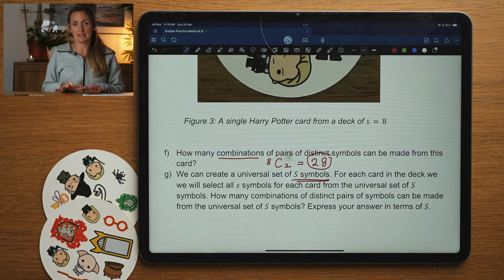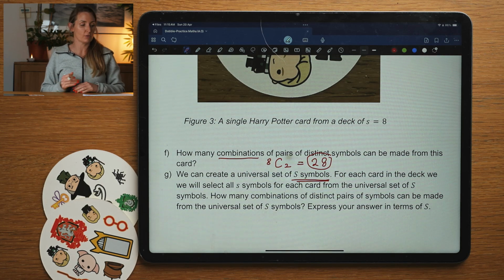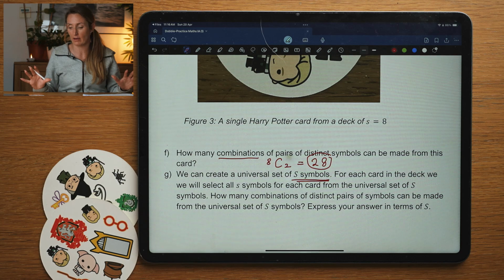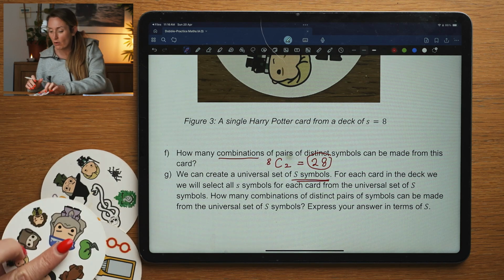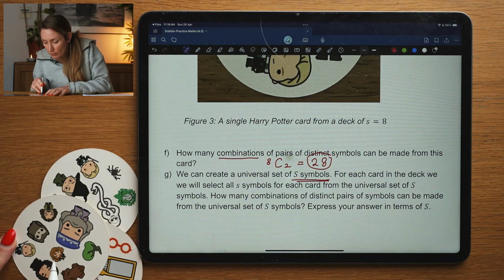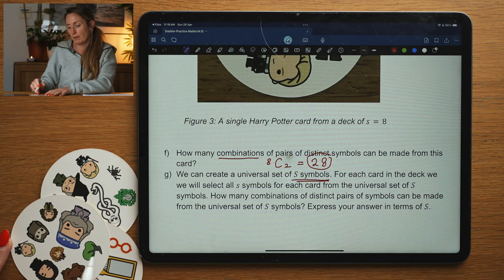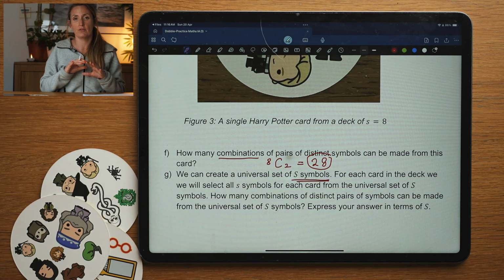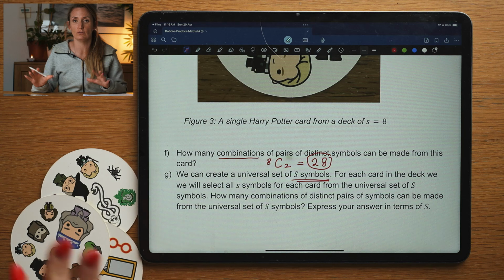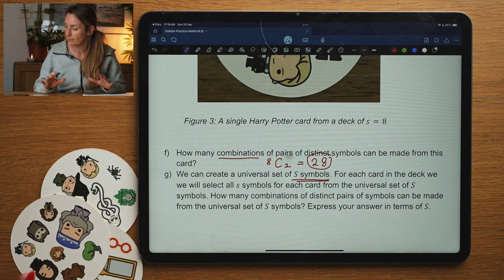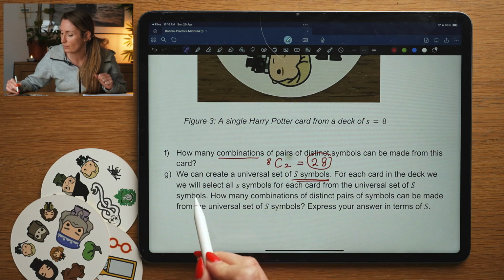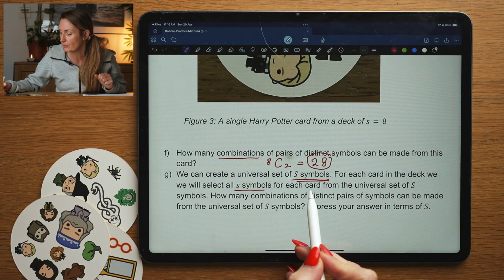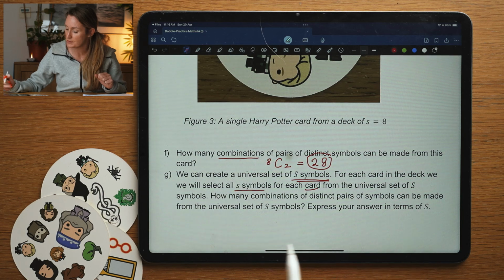Okay, so we can create a universal set of S symbols. Now these capital S symbols are going to be the symbols that we're going to use throughout the entire pack. Okay, so we've seen a selection of the symbols here, but if I add more cards, for example, here we've got Dumbledore, we've got Hermione, we've got Snape, the Chocolate Frog, the Weeping Willow. The S symbols are the total set of symbols that are used on every card throughout the deck. Okay, so for each card in the deck, we will select symbols from the universal set.